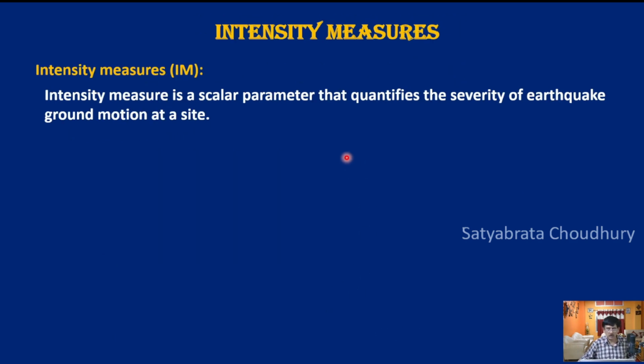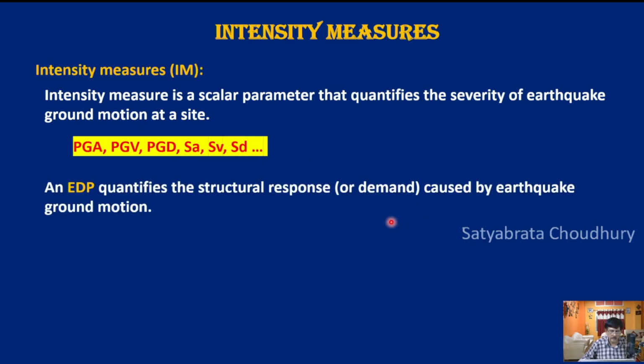Now the intensity measure, let us also see the definition. Intensity measure is a scalar parameter that quantifies the severity of earthquake ground motion at a site. So it can be peak ground acceleration, peak ground velocity, peak ground displacement, spectral acceleration, spectral velocity, spectral displacement, and so on. On the other hand, engineering demand parameter EDP quantifies the structural response or demand caused by earthquake ground motion. The parameters can be IDR, the interstory drift ratio, plastic rotation, maximum displacement, peak floor acceleration, peak floor velocity, and so on. So the first one, intensity measure, is the demand imposed, and EDP, engineering demand parameters, are the output or the effects of that.